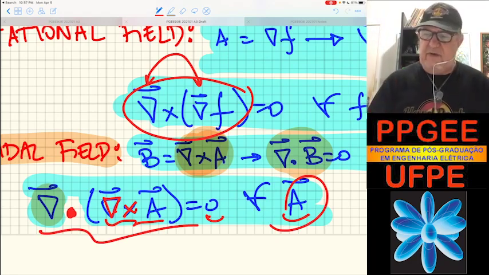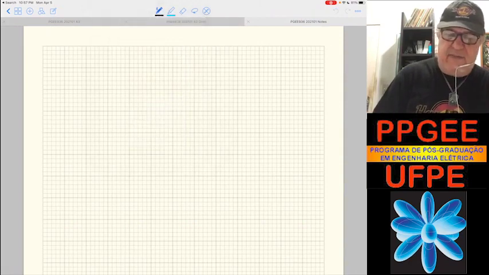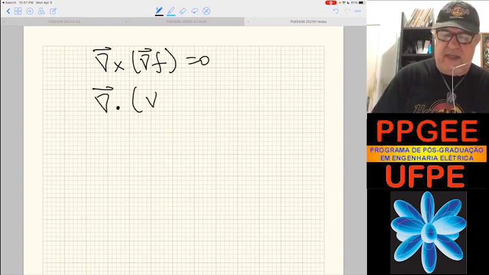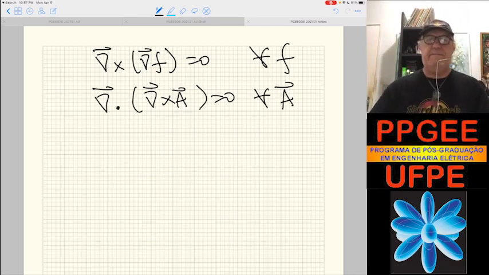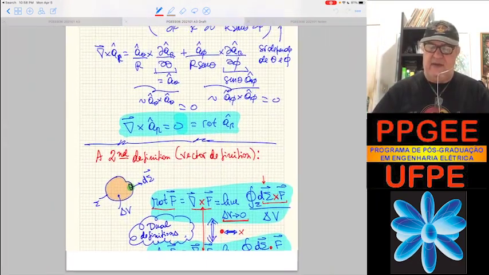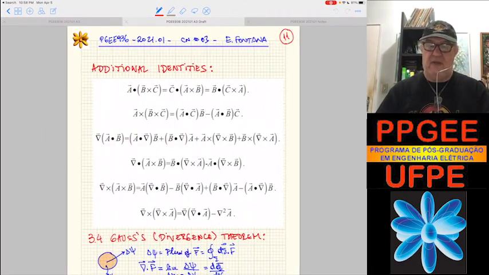So these are solenoidal fields, right? And they have those two identities which are very important. The curl of the gradient of a function equals 0, and the divergence of the rotational of a vector equals 0, whatever f, whatever A. Okay? There are some additional identities. We might need some of those to do some derivations in our course.